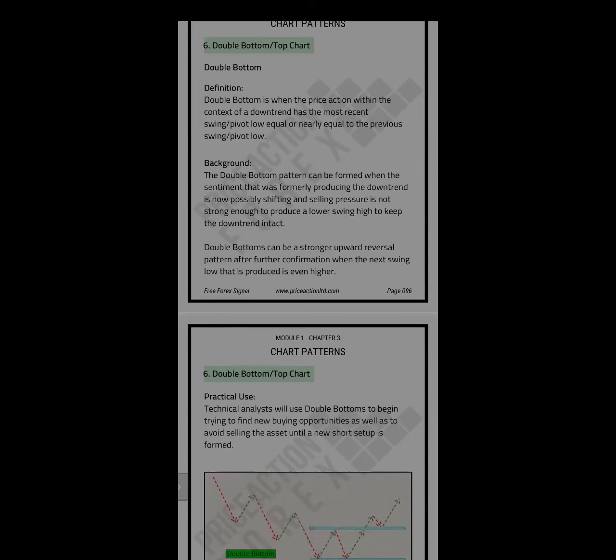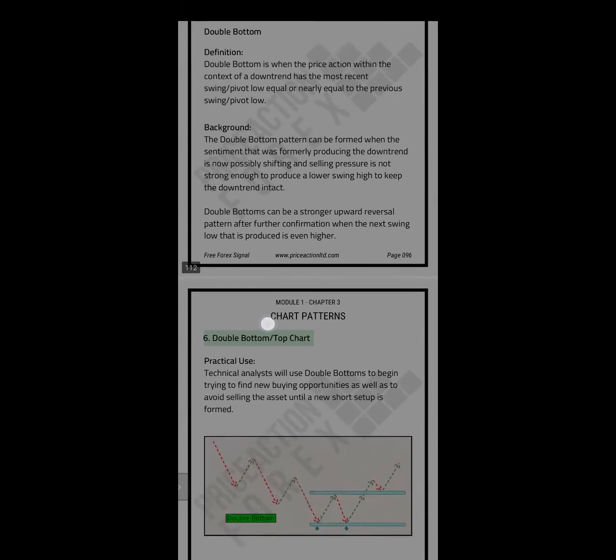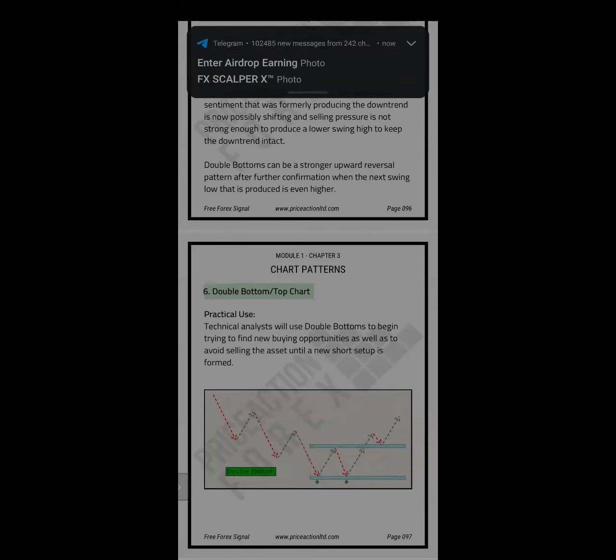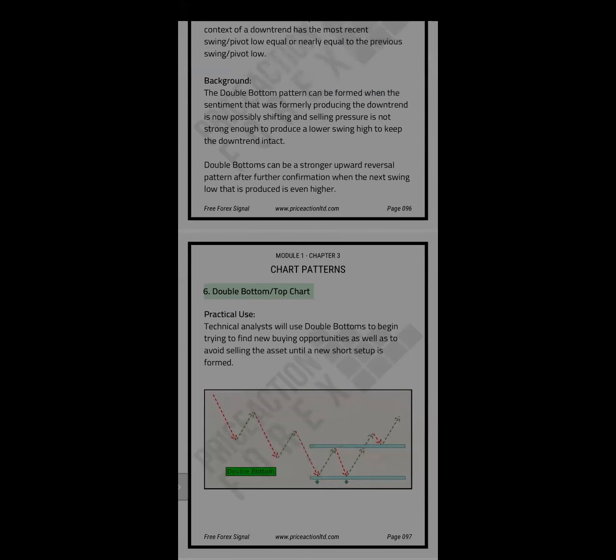In general, you can say that a double bottom is a buy pattern. You use it to make your buy entries. A double bottom can be a stronger upward reversal pattern after further confirmation, when the next swing low that is produced is even higher. Do you understand what I'm trying to say? So a double bottom is a strong buy pattern, which means you use it to identify when there could be a strong buy.